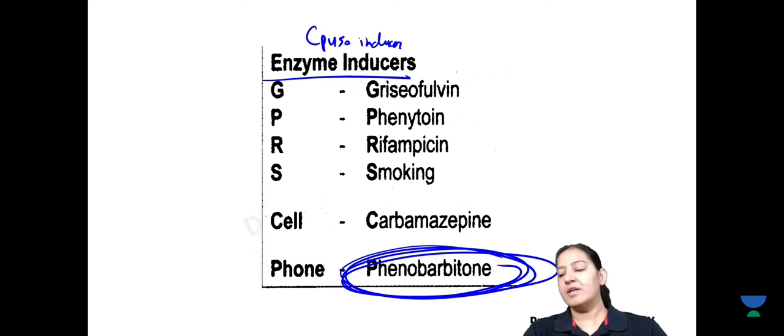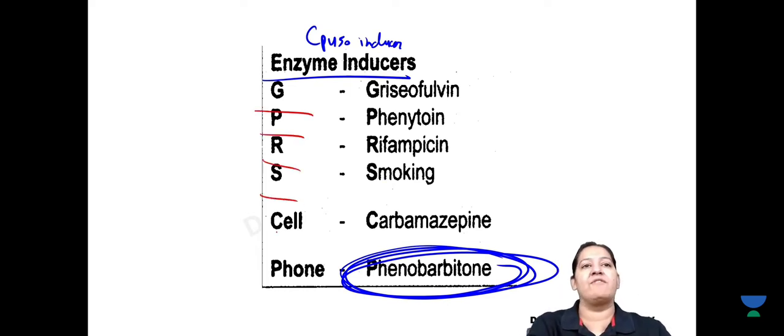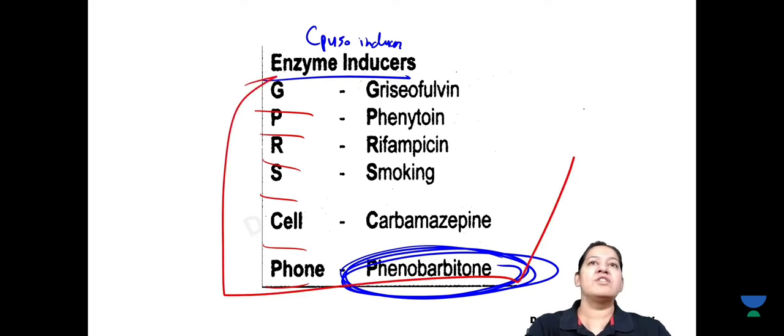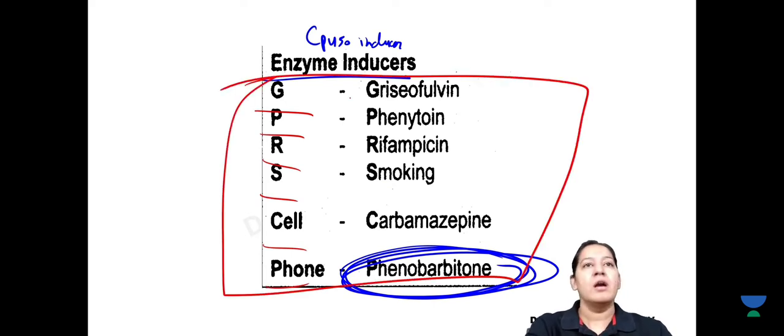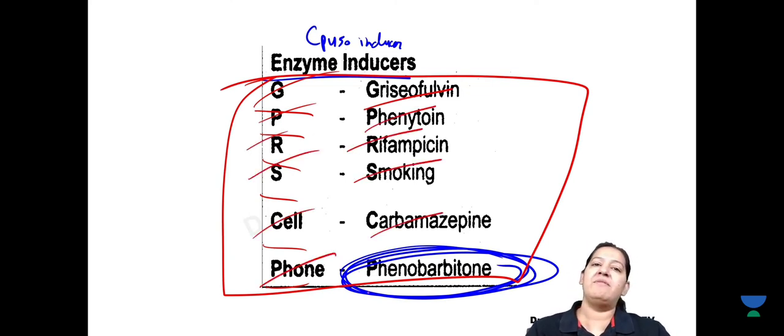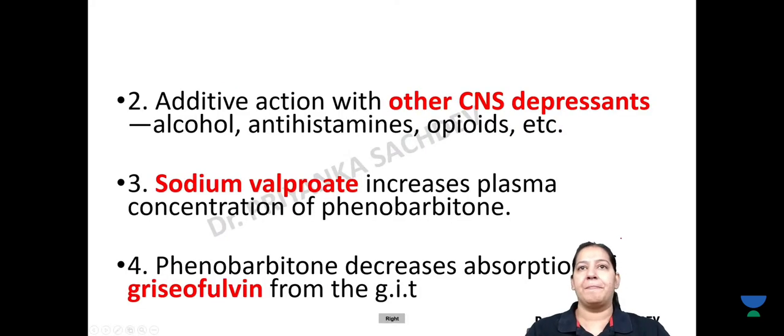So you know other cytochrome P450 inducers, I guess. The mnemonic is GPRS cell phone. You should know the list of these drugs which induce cytochrome P450. G for griseofulvin, P for phenytoin, R for rifampicin, S for smoking, C for carbamazepine, and P for phenobarbital, which is the most important barbiturate. Give me a thumbs up.